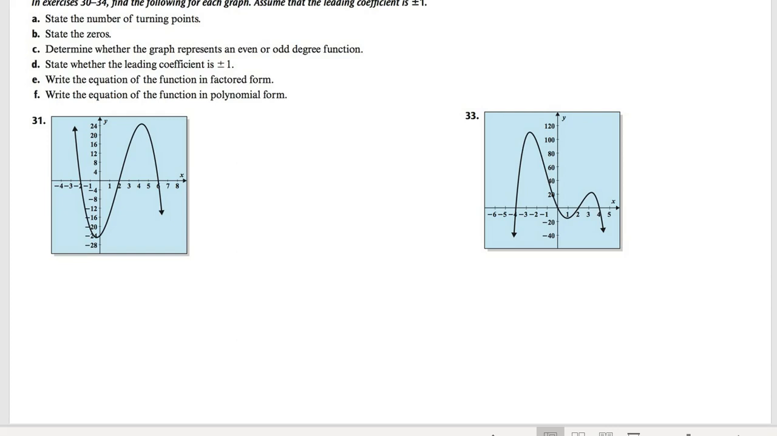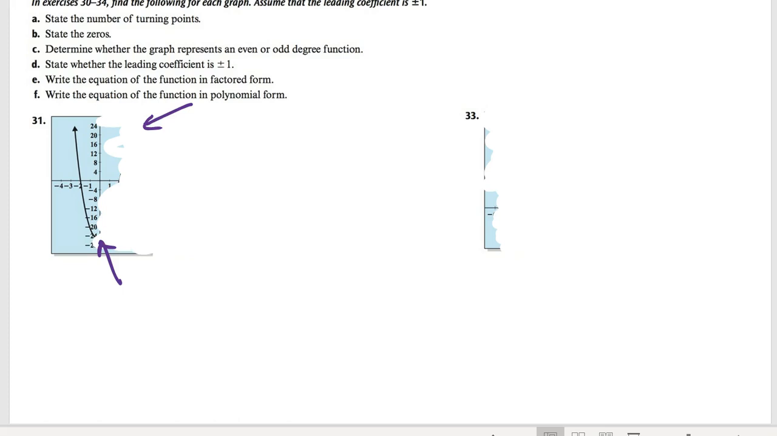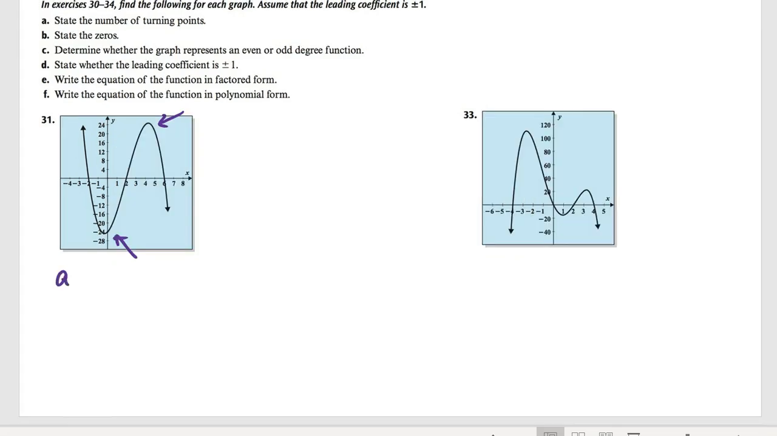Now, the next problem asks us to look at a graph, and it says to state the number of turning points. So let's look at problem number 31. Turning points are where it's changing from decreasing to increasing. So I have a turning point here and a turning point here. So I have 2 turning points.